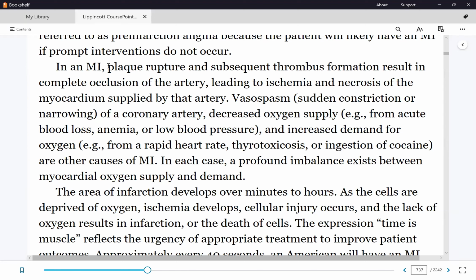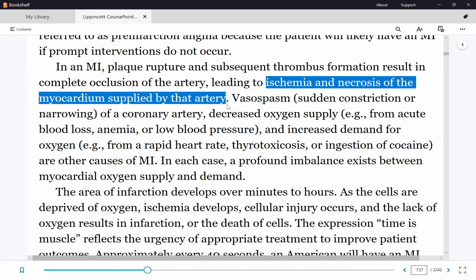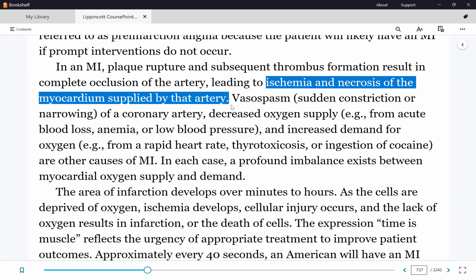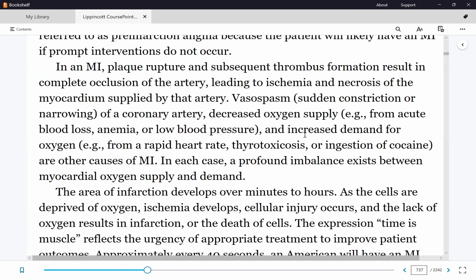Okay, so in MI, whether it's NSTEMI or STEMI, there is ischemia and necrosis of the myocardium. It killed the muscles in the myocardium. Did it kill it slowly or suddenly? Sudden, abrupt occlusion, 100% occlusion of one or more arteries.